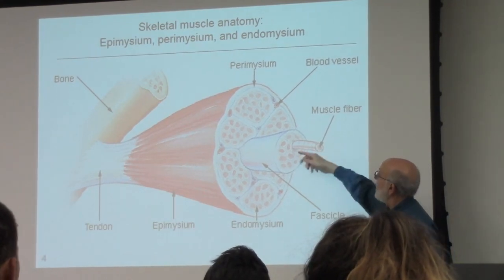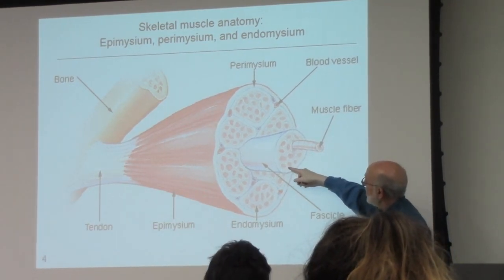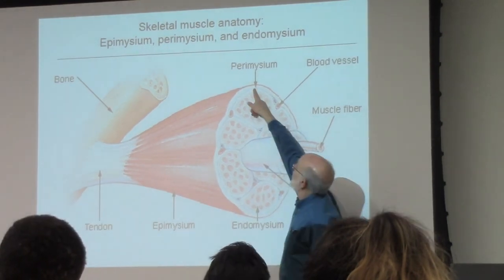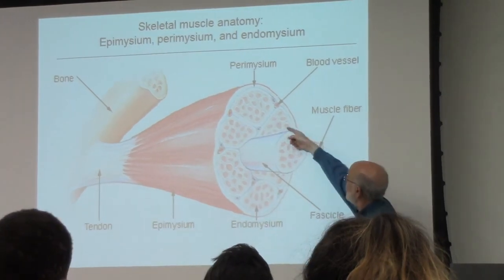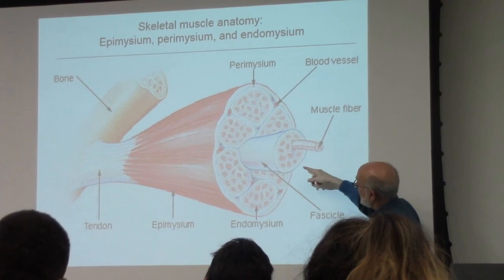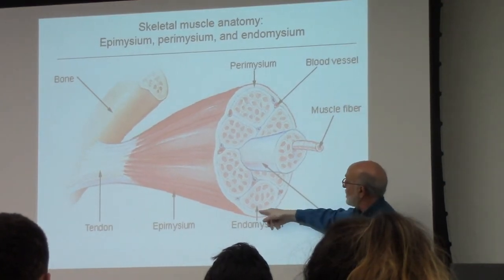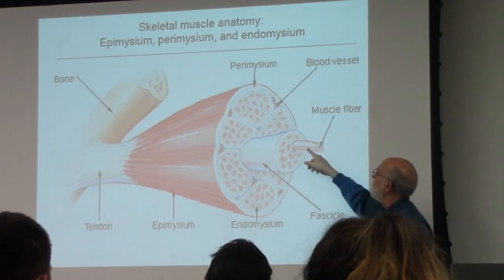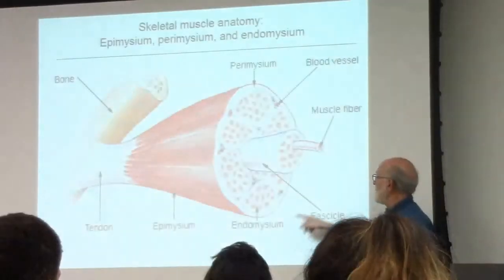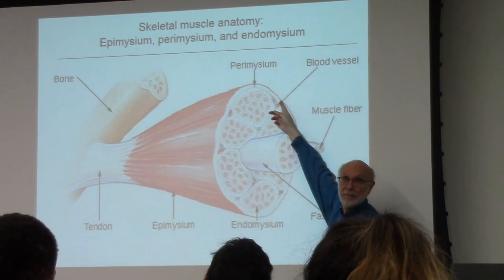The outside of a fascicle is called the perimysium. So this wrapping of a fascicle is the perimysium. The thing that wraps, it looks like it wraps fibers, but I actually think it wraps small bundles of fibers. It's called the endomysium. So endomysium is inside perimysium.